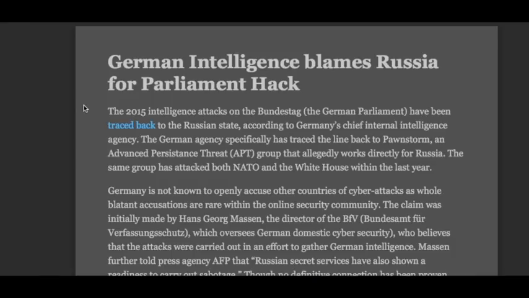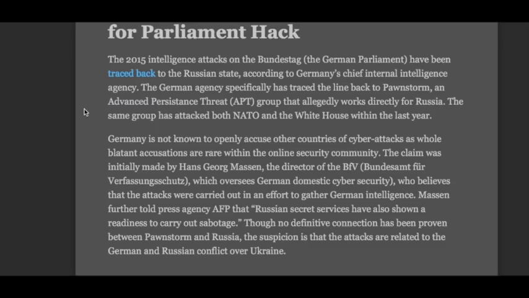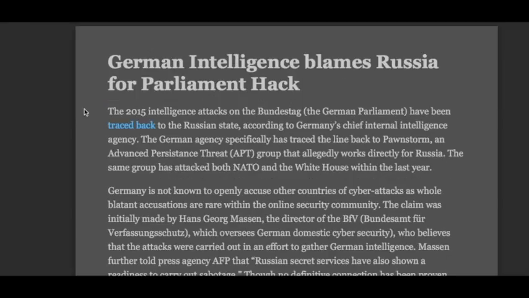German parliament hacked. Who does the German parliament blame? Russia. Now, the CIA is all up in Germany. I mean, they pretty much run that country. So we're starting to notice again, Spain blames Russia.